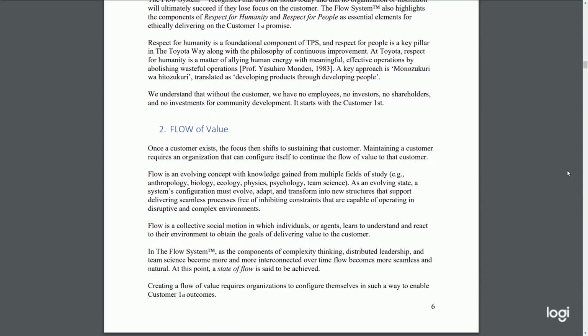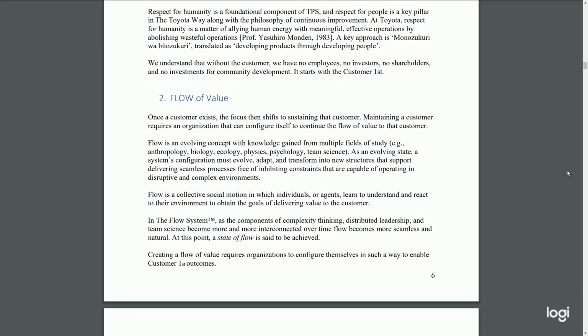Principle 2. Flow of value. Once a customer exists, the focus then shifts to sustaining that customer. Maintaining a customer requires an organization that can configure itself to continue the flow of value to that customer. Flow is an evolving concept, with knowledge gained from multiple fields of study, e.g. anthropology, biology, ecology, physics, psychology, team science. As an evolving state, a system's configuration must evolve, adapt, and transform into new structures that support delivering seamless processes free of inhibiting constraints that are capable of operating in disruptive and complex environments.